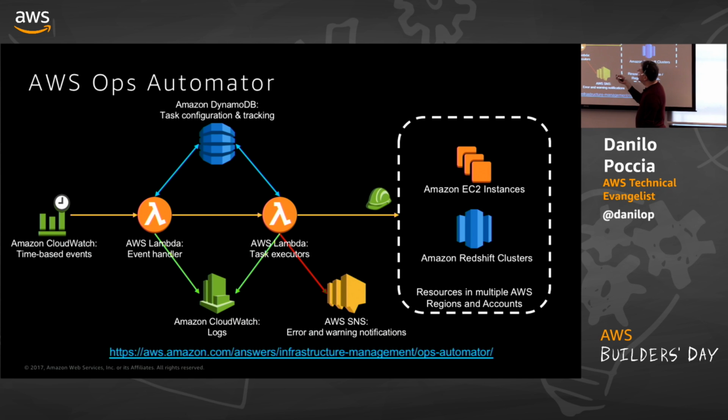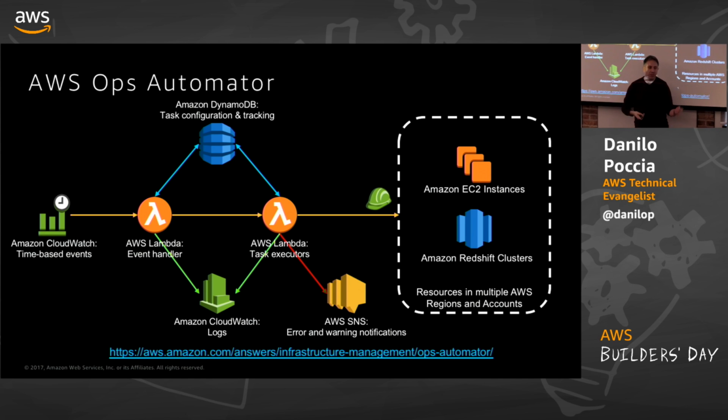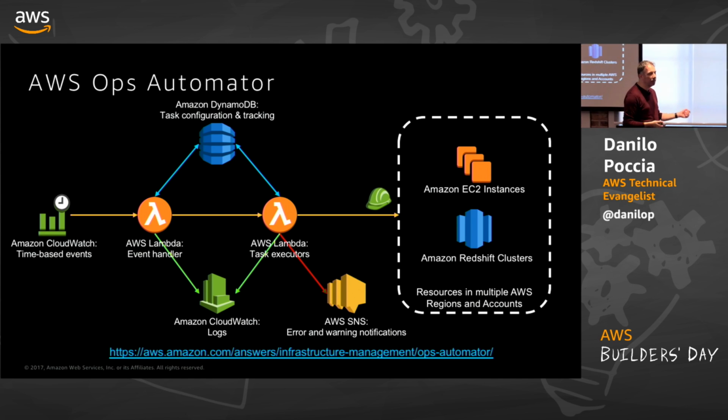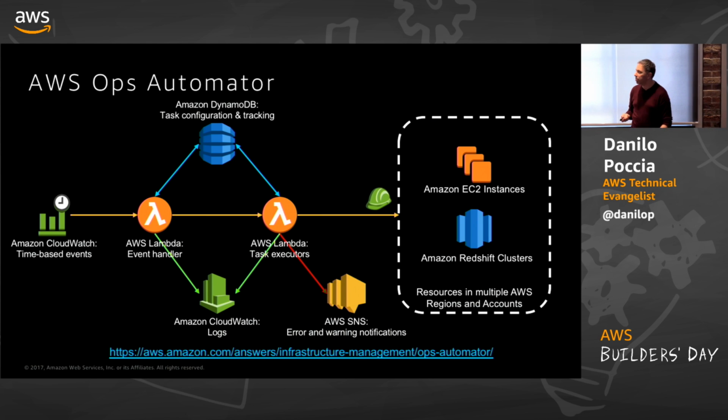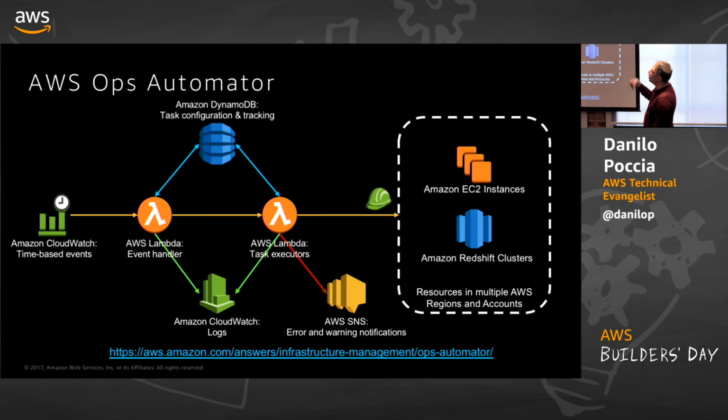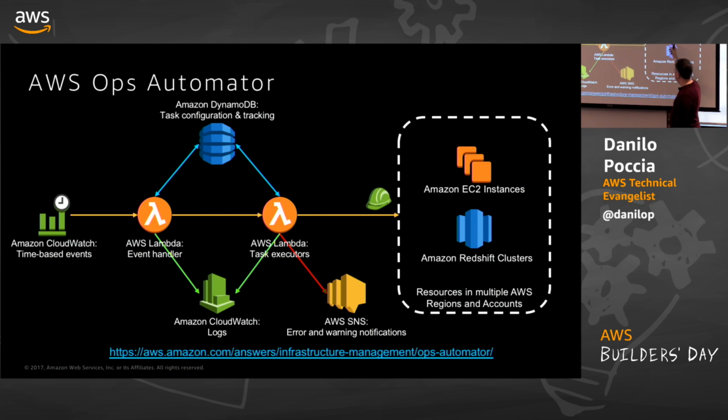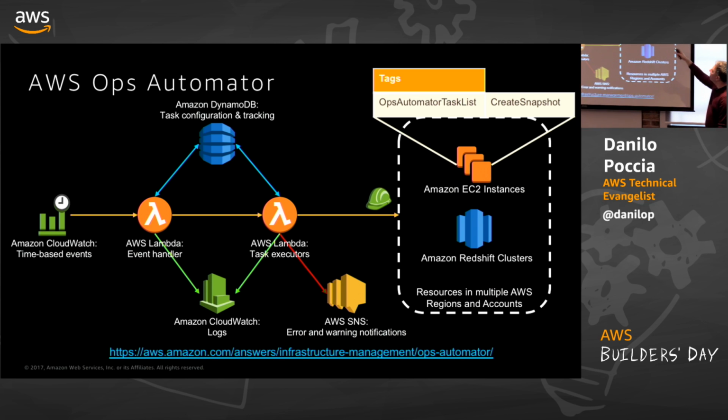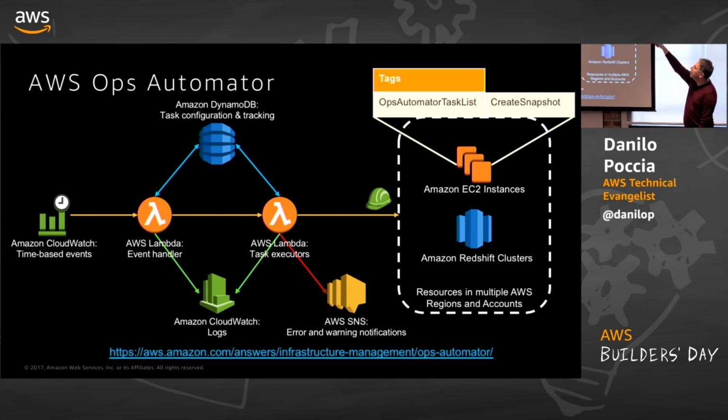Basically, the idea here is that you can use CloudWatch events to fire a Lambda function periodically, every hour, every day, every 5 minutes. This Lambda function is getting tasks to do from a DynamoDB table. And currently, it supports doing the snapshot of EC2 instances or doing database snapshots of Redshift clusters. And if you want to use it for an EC2 instance, you just need to add a tag to the EC2 instance, where the operation is create snapshot.